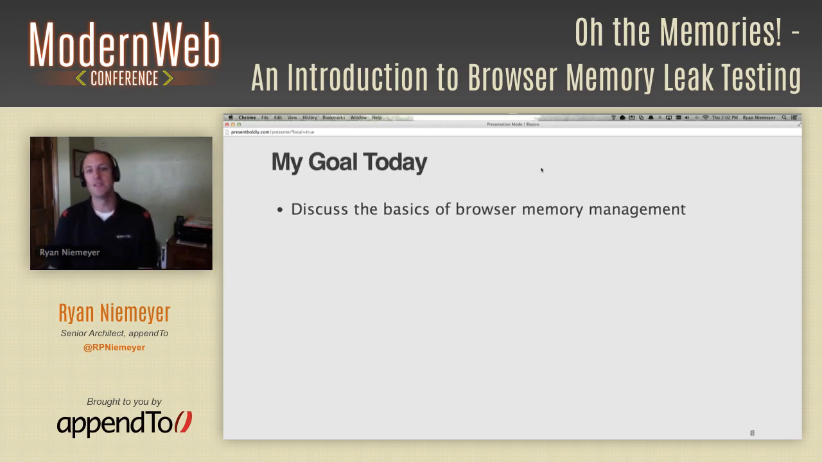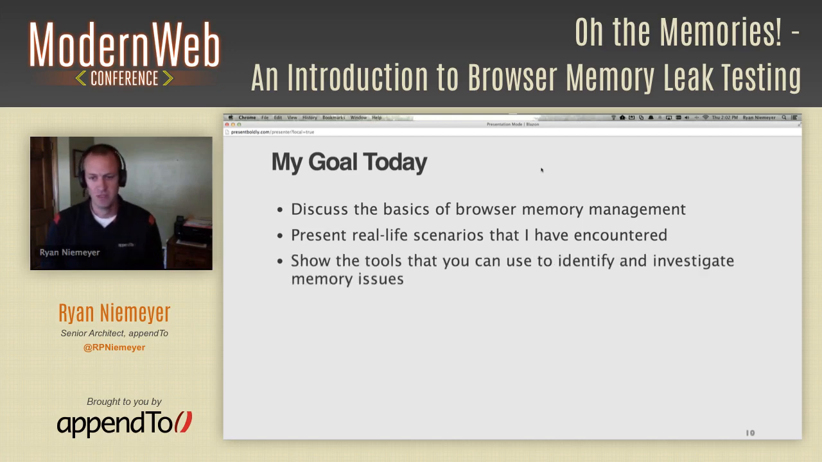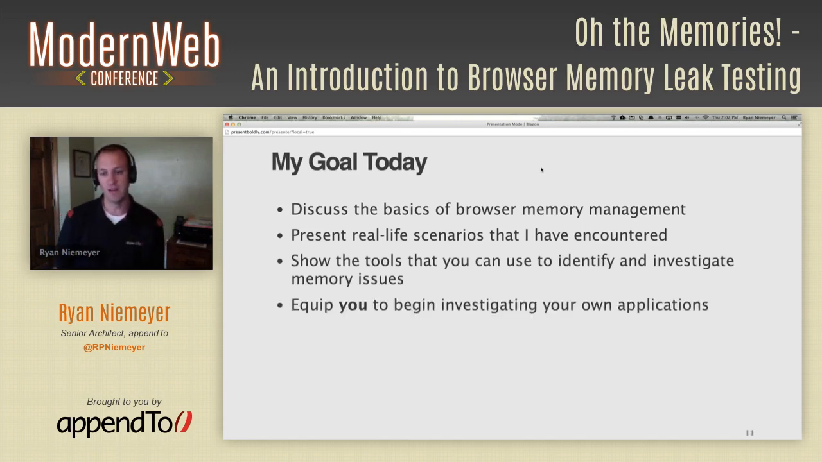So my goal today is to discuss a little bit about the basics of browser memory management. Talk about some real-life situations that I've seen, both in client projects and in code that I've reviewed for others. Talk about some of the tools that you can use, things that you can really zero in on what that memory issue is. And finally, the idea is that hopefully after you leave here today, you can take a look at some of your projects and see if you have some of these situations going on.